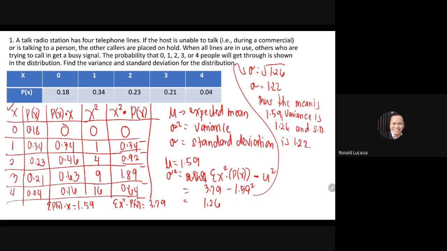I repeat, the standard deviation tells us how far the scores are around the mean. So when that is 1.22, meaning to say the scores are 1.22 something around 1.59, which is the expected value. Question so far? No question? Let's have the next example.